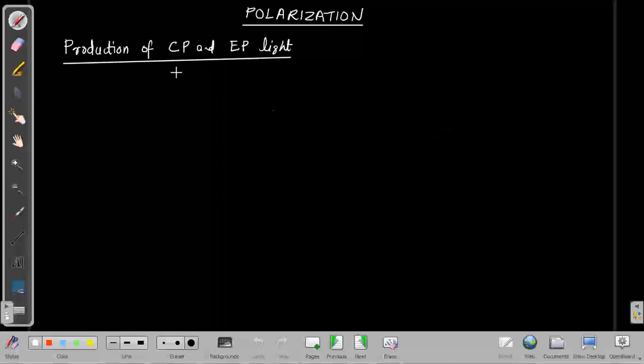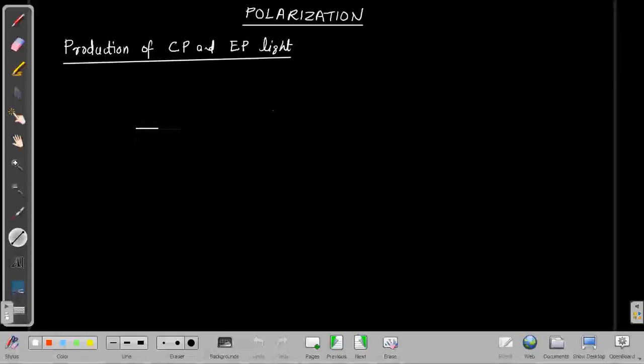So today I'm going to discuss how to produce circularly polarized and elliptically polarized light. We already discussed what is meant by circular polarization as well as elliptical polarization. Here we are going to discuss how we can produce it. Now we can just revise those discussions, the circular polarization.